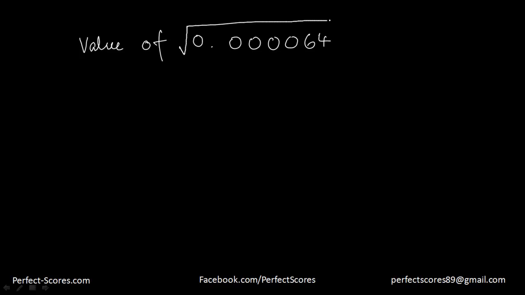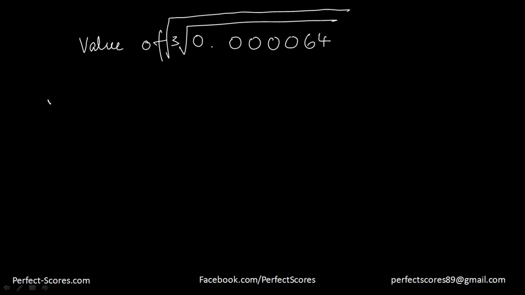Now the question over here is asking us the value of, so what is the value of, 0.0000064. If you can count, it's 1, 2, 3, 4, 64. Now over here it's a cube root, and above the cube root it's an under root, right?